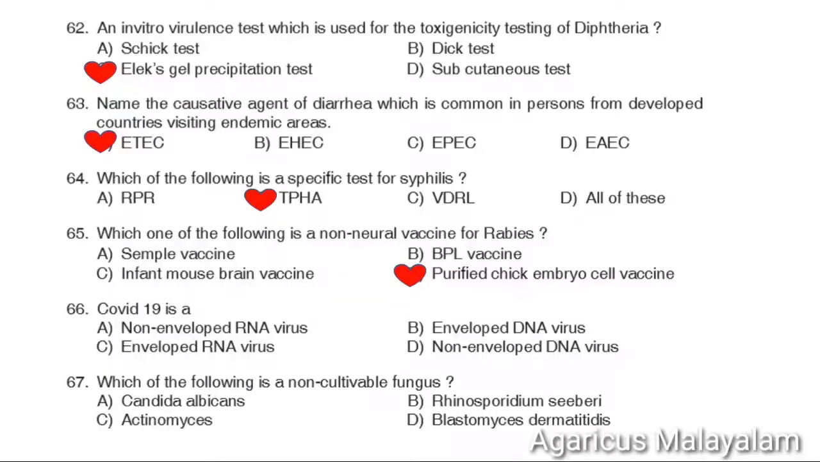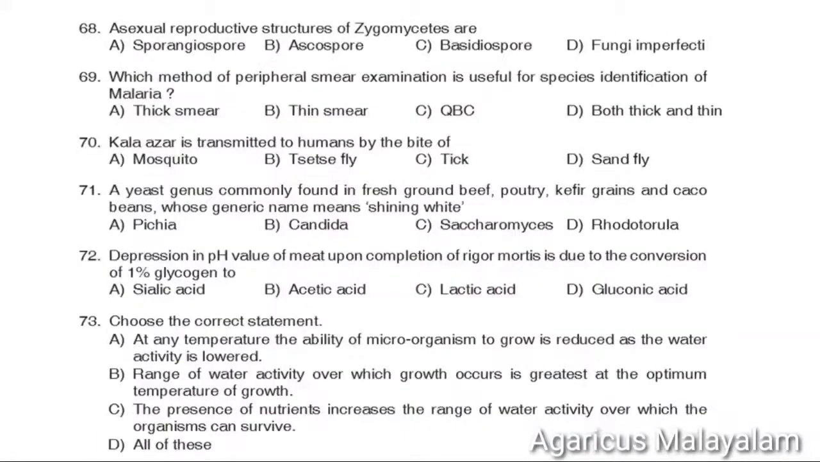69. COVID-19 is a... Correct answer is option C, enveloped RNA virus. 67. Which of the following is a non-cultivable fungus? Correct answer is option B, Rhinosporidium seeberi. 68. A sexual reproductive structure of zygomycetes are. Correct answer is option A, sporangiospore.